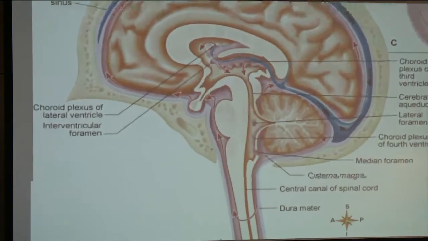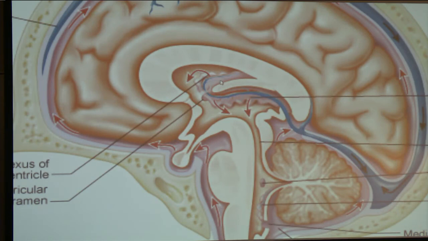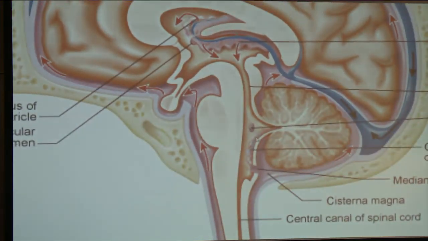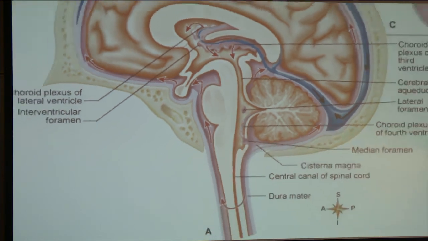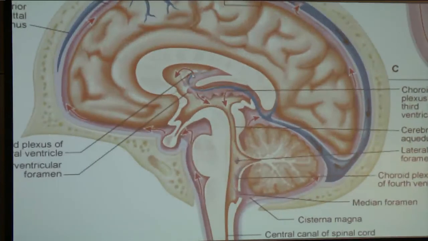So yet again, let's just do one more review. This is your lateral ventricle. It has a choroid plexus. Here's your third ventricle. It has a choroid plexus. Here's your fourth ventricle. It has a choroid plexus. Okay, so the CSF, again, gets made in these choroid plexuses, spills into, I'm just going to start at the lateral ventricle. You can really start at any ventricle, but I'll start lateral ventricle.